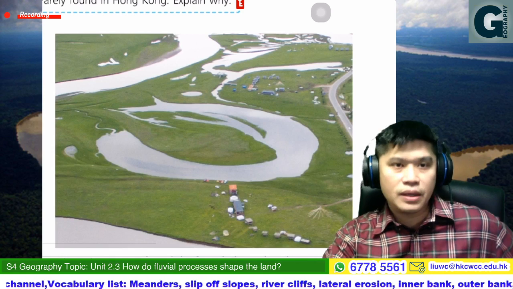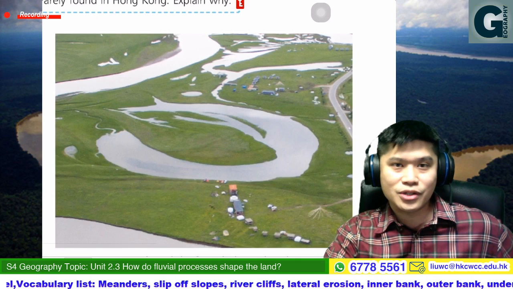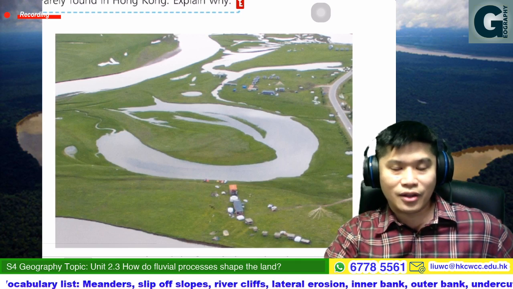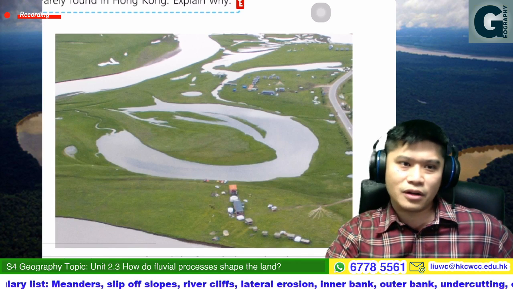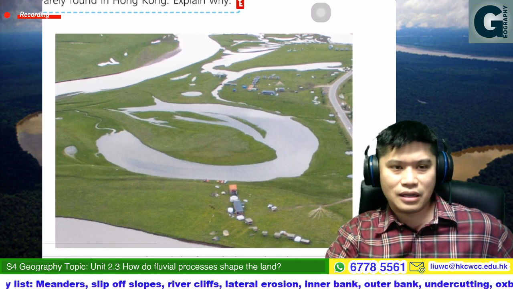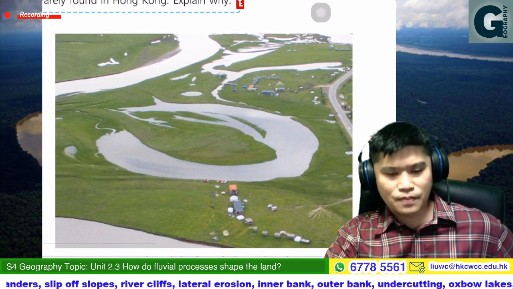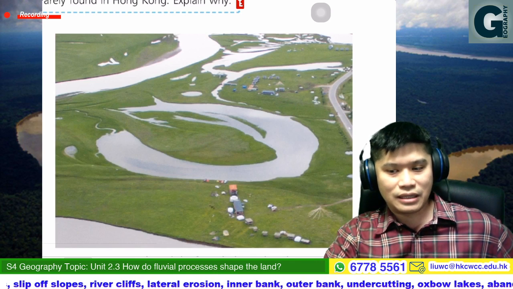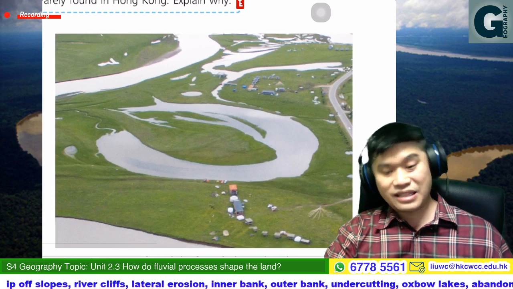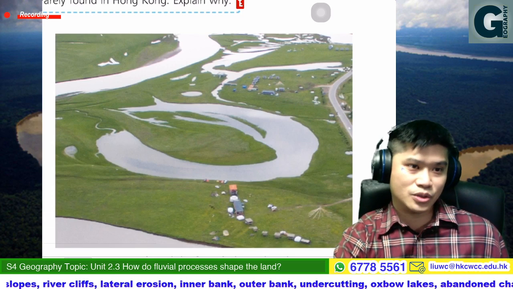And let me go back to one case I mentioned just now. Is there any Oxbow Lake in Hong Kong? Mr. Liu says we may say it could be similar to an Oxbow Lake, but that is not produced by natural phenomena. I would say that is from artificial or human activities. Okay, let me show you.